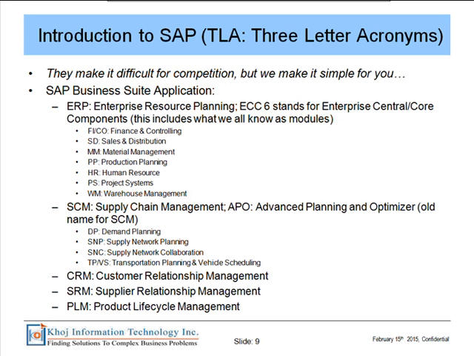Similarly, other products like SCM, Supply Chain Management, which previously used to be called APO, Advanced Planning and Optimizer, which is the old name for SCM, also has modules. DP meaning Demand Planning, SNP for Supply Network Planning, SNC for Supply Network Collaboration, TPVS for Transportation Planning and Vehicle Scheduling. In addition to ERP and SCM, obviously, you've got the customer relationship aspect of it through CRM, supplier relationship aspect through supplier relationship management, and then the product lifecycle management itself, right? So these 5 products make up the Business Suite. And it's very key that you all remember and recall at least these acronyms, right, as you attend this first orientation session.